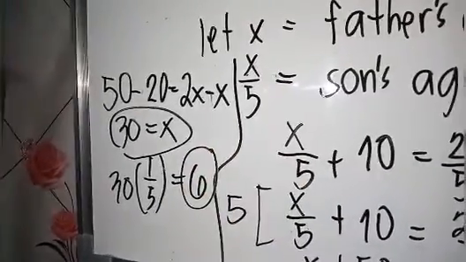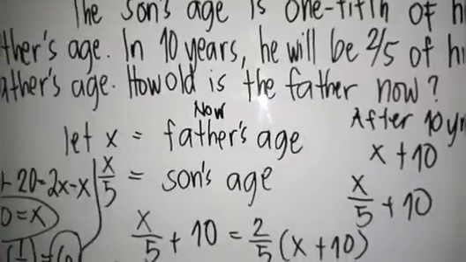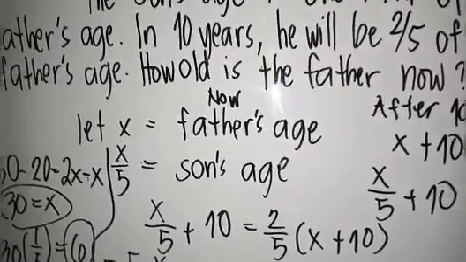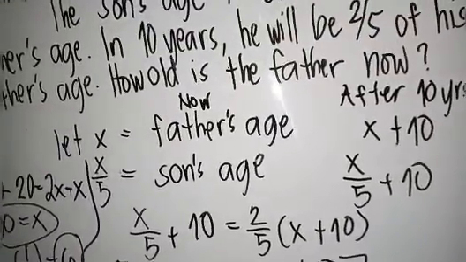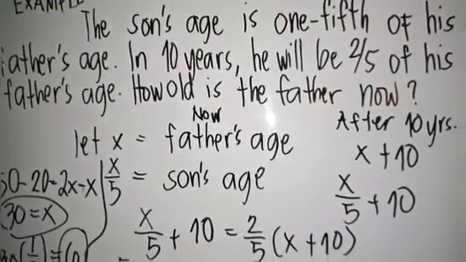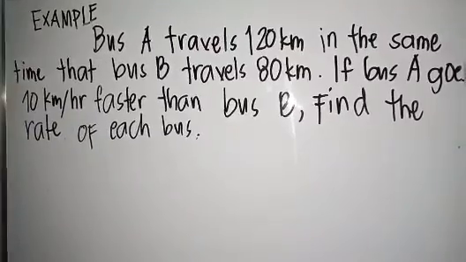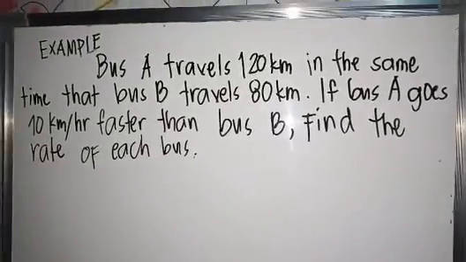Ibig sabihin, 6 years old si son ngayon. So, that's how to solve problem solving involving rational expression related po sa ating age problem. Next, pag-usapan naman natin ang distance, rate, and time.